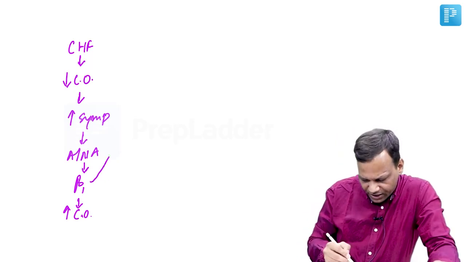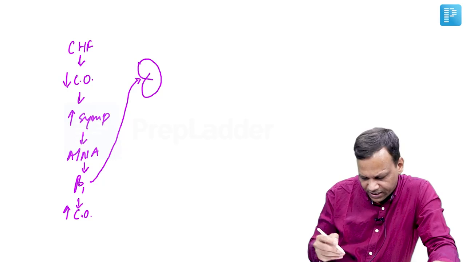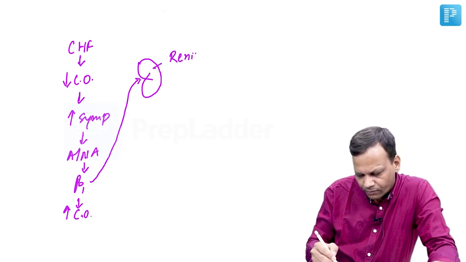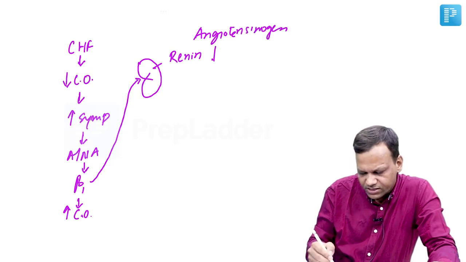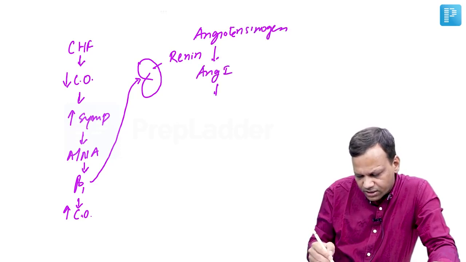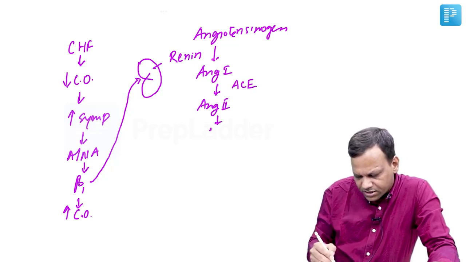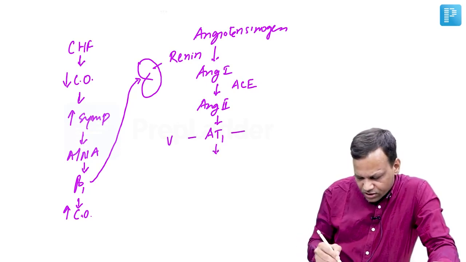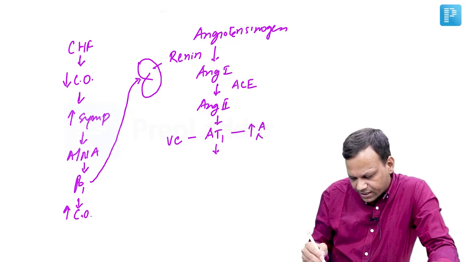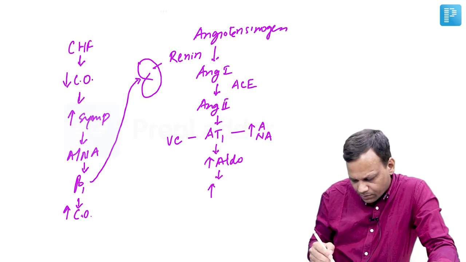But this beta 1 overactivity in the JG cells of the kidney leads to release of renin. And renin converts angiotensinogen to angiotensin I. Then angiotensin I is converted to angiotensin II with the help of the enzyme ACE. Then angiotensin II stimulates the AT1 receptors, which are present at several places, which can lead to vasoconstriction, release of catecholamines like adrenaline, and release of aldosterone. This aldosterone causes retention of sodium and water. It causes removal of potassium and hydrogen.